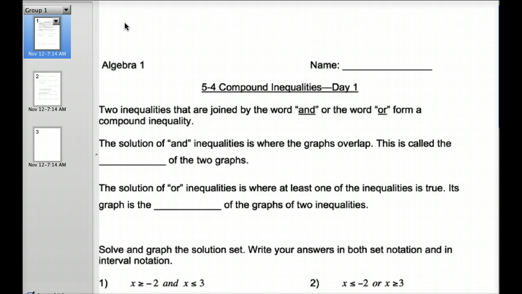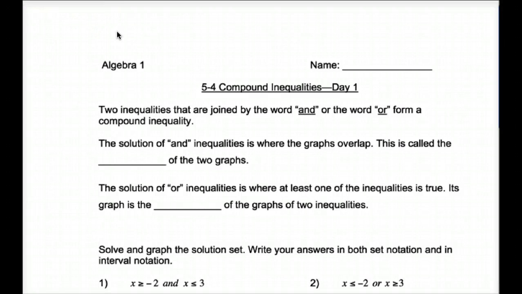Welcome. Welcome to fourth period, Algebra 1. Alan Koban. Yes. Keep it down to a little lower, people.